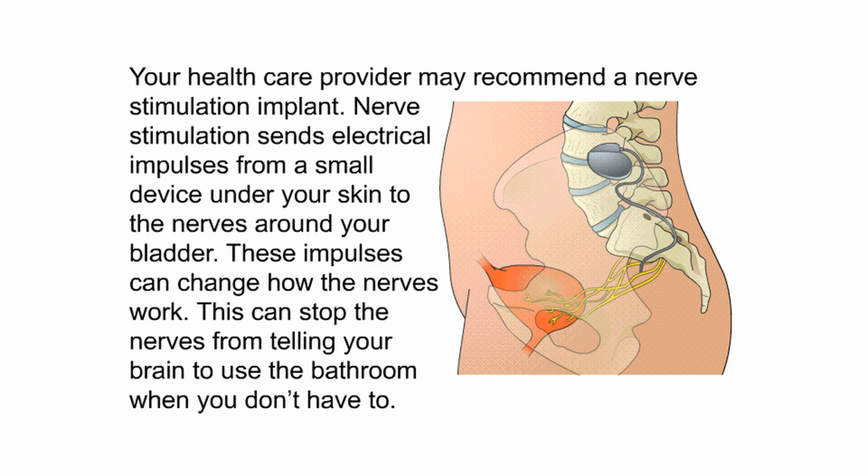Your healthcare provider may recommend a nerve stimulation implant. Nerve stimulation sends electrical impulses from a small device under your skin to the nerves around your bladder. These impulses can change how the nerves work. This can stop the nerves from telling your brain to use the bathroom when you don't have to.